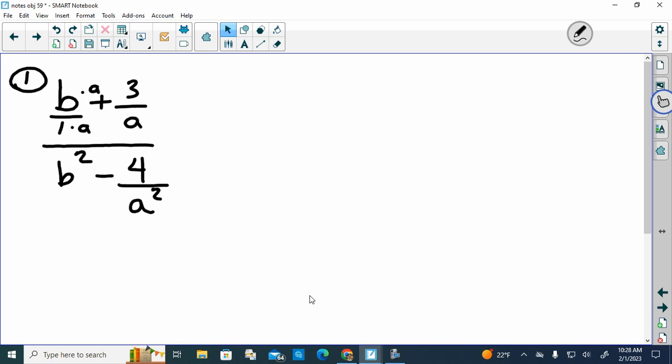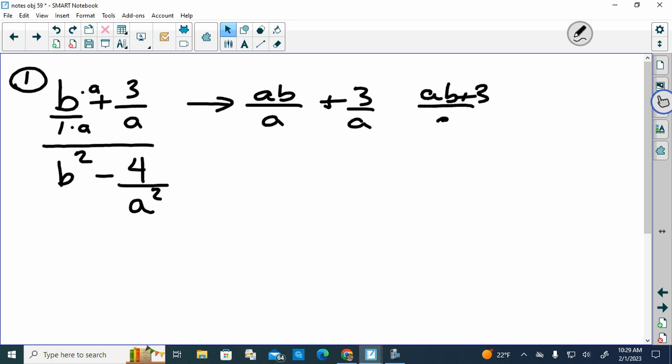Just to keep it alphabetical, because we usually write x, y, a, same thing with a and b, this is going to become ab over a plus 3 over a. Like we did in the last one, we don't combine these, we only combine these. Can I combine those when it's an add? No, they'd be unlike terms. So we're just going to leave it as ab plus 3 over a.